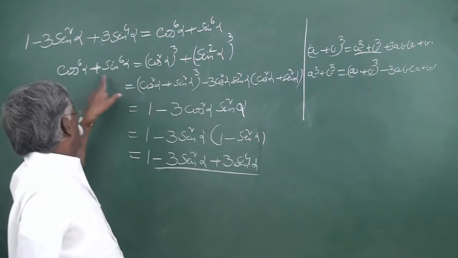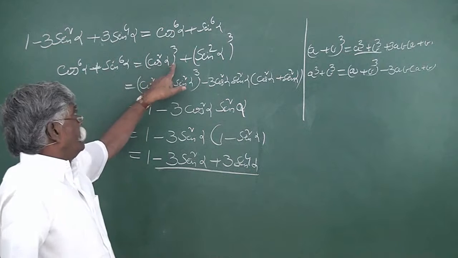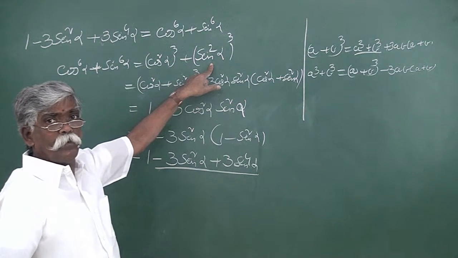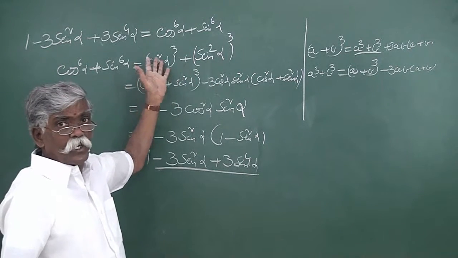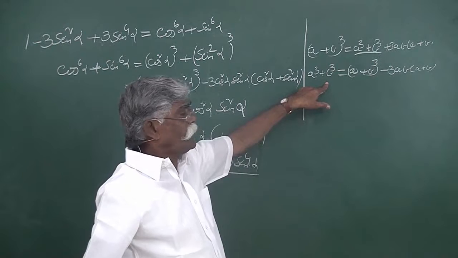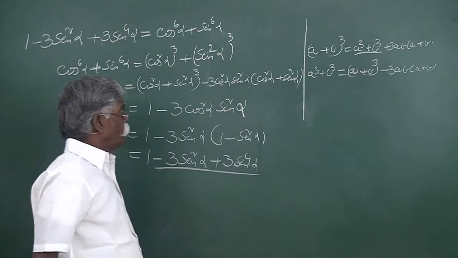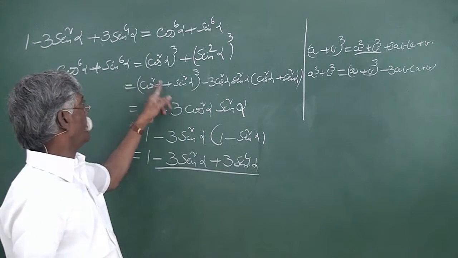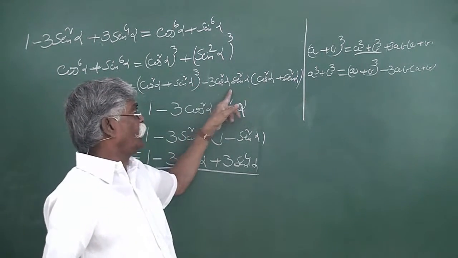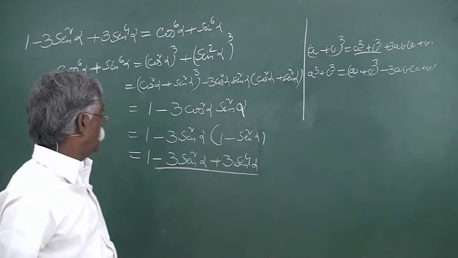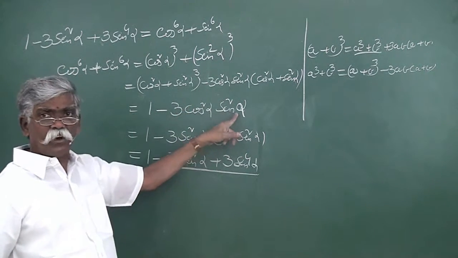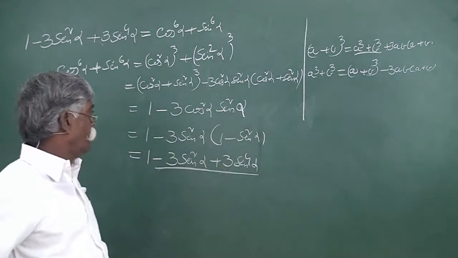So the right hand side, this is cos square alpha whole cube and sine square alpha whole cube. That means it is converted into a cube plus b cube. A cube plus b cube is a plus b whole cube minus 3ab into a plus b. So that is applied here. A plus b means cos square alpha plus sine square alpha whole cube minus 3ab into a plus b. Now this is 1 and this is 1. Therefore this is 1 minus 3 cos square alpha sine square alpha.